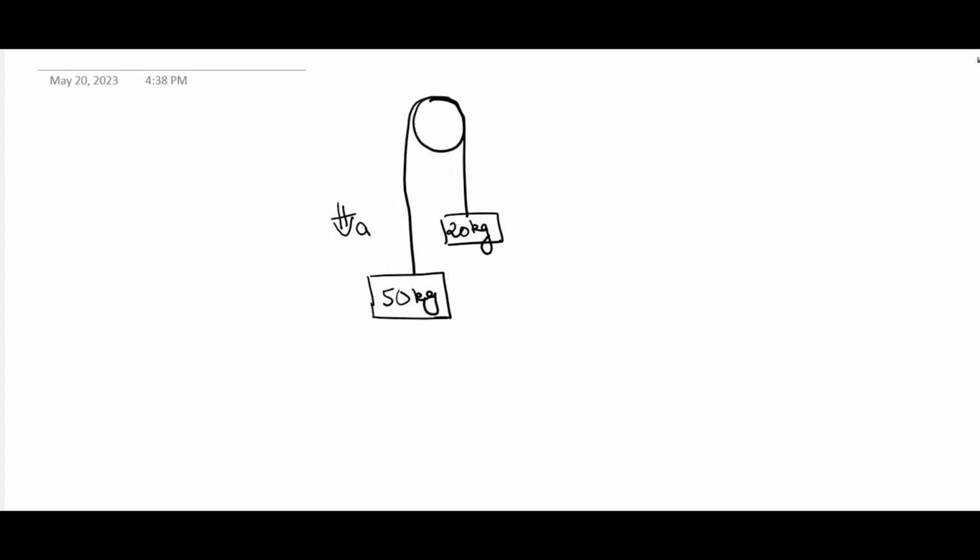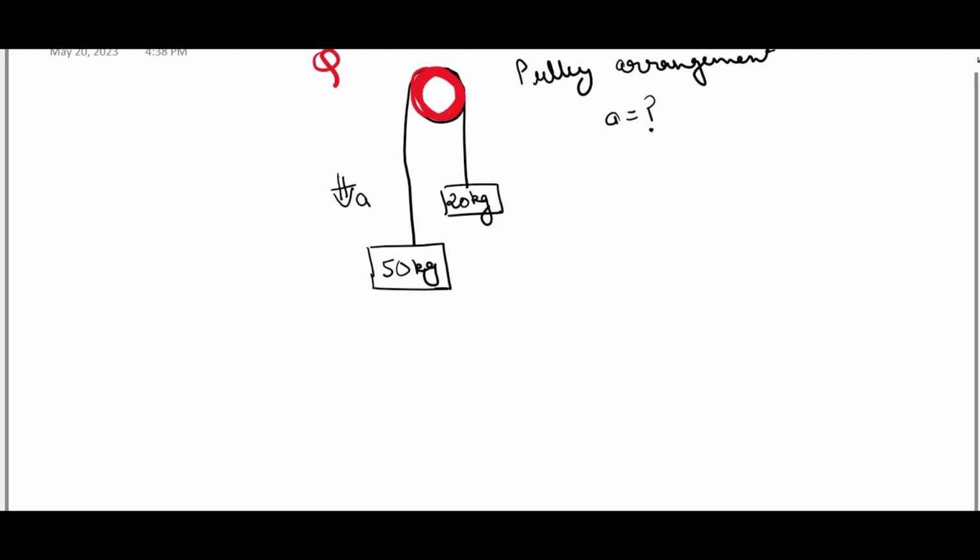Let us try solving such a question in which we have a pulley arrangement. What is meant by that is that weights are connected to a particular pulley, and what we have to find is the acceleration. So let's try finding that, and along with that, let's also understand what the logics are which apply.